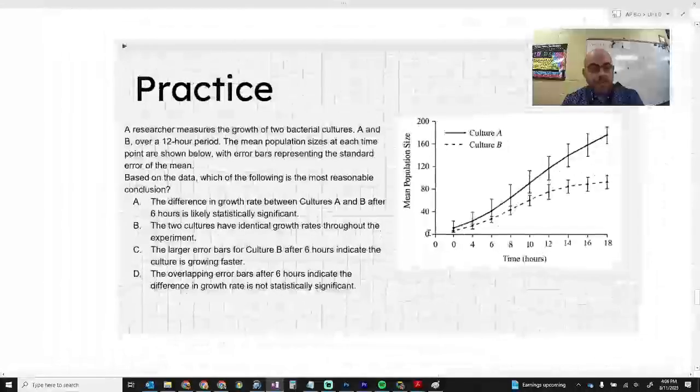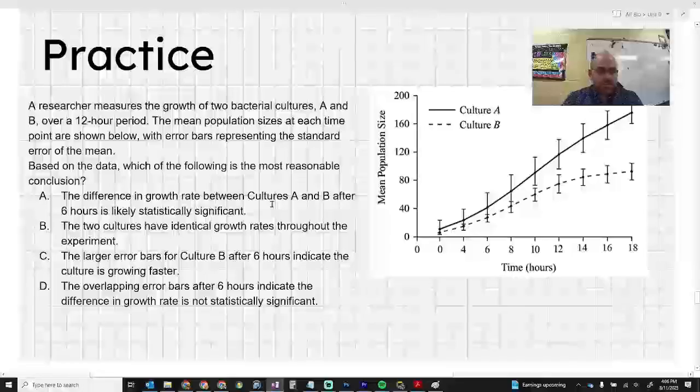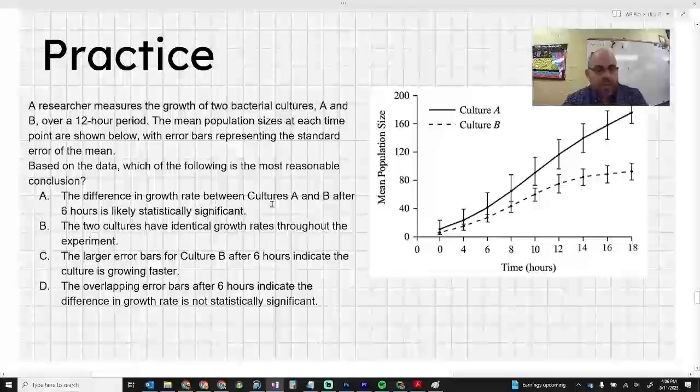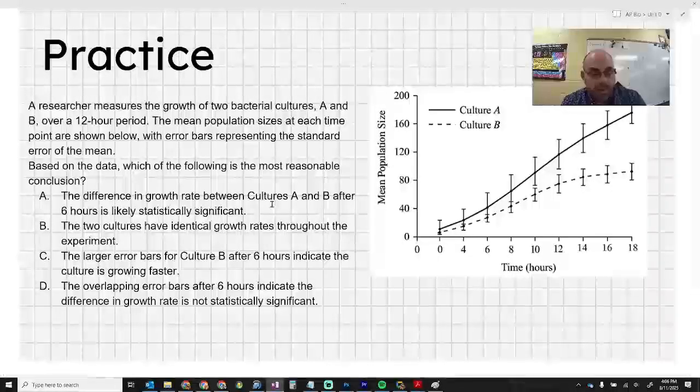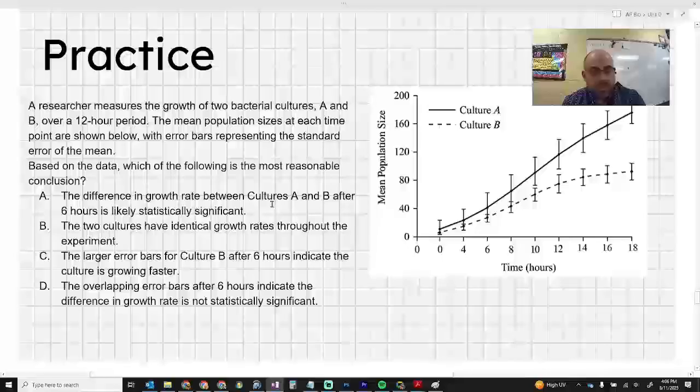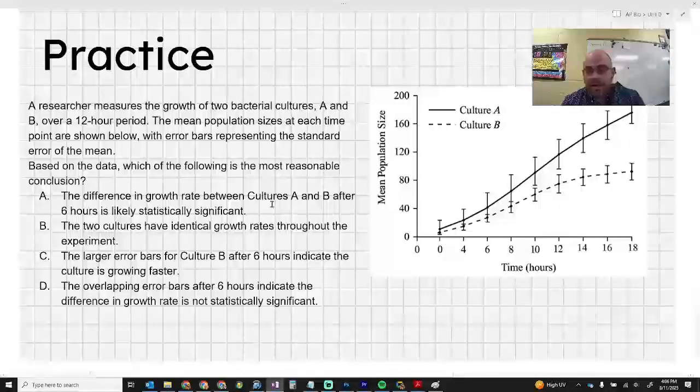Practice question. Here we go. A researcher measures the growth of two bacteria cultures, A and B, over a 12-hour period. The mean population size at each time point is shown below, with error bars representing the standard error of the mean. Based on the data, which of the following is the most reasonable conclusion? Let's look at the graph without looking at A, B, C, D real quick. We can see that culture A and culture B are growing fairly similarly up until around 6 hours or so. How do we know that? Well, here the error bars seem to be overlapping, and here they don't anymore, and then they go apart.